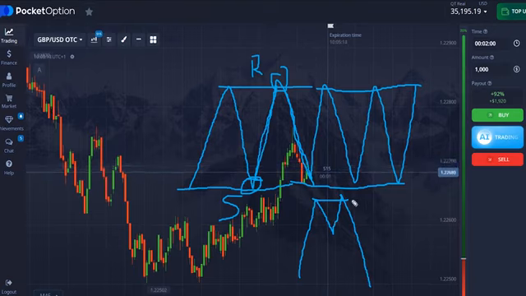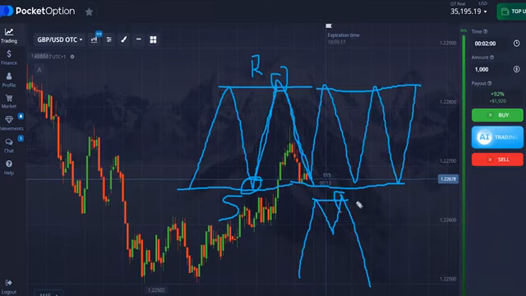How you can trade this is pretty much simple. You must be able to identify a reversal candlestick pattern as well, then you can enter a trade down to the support zone.